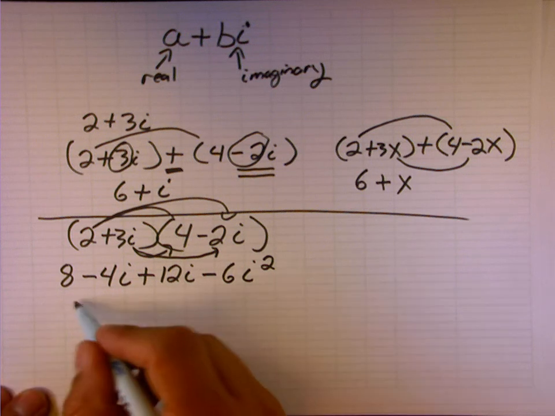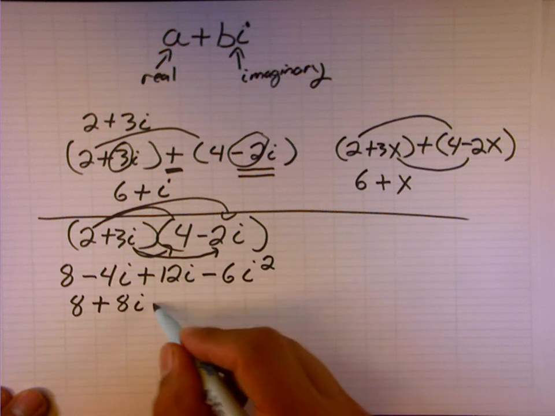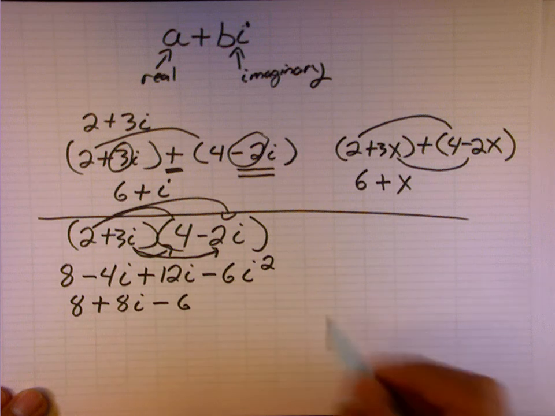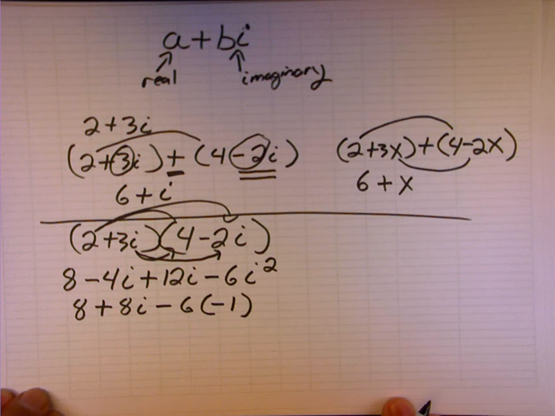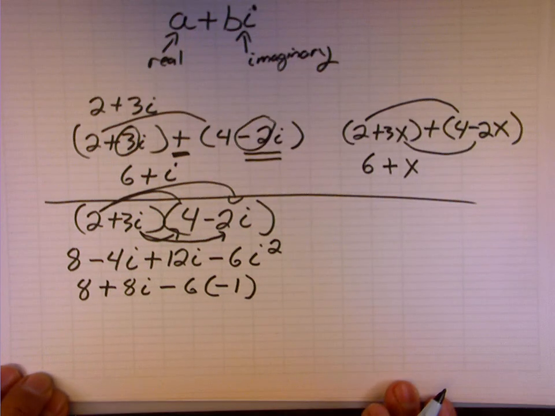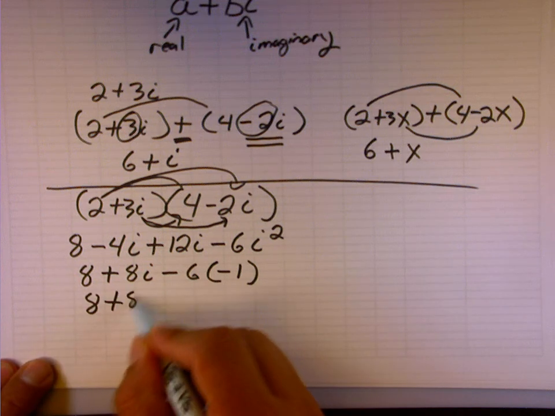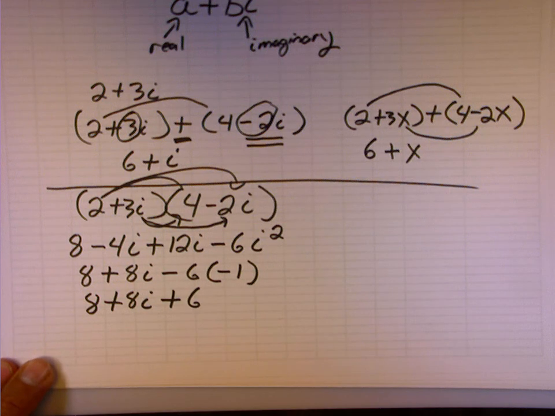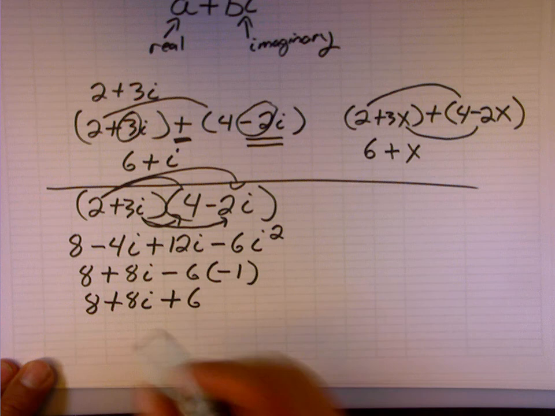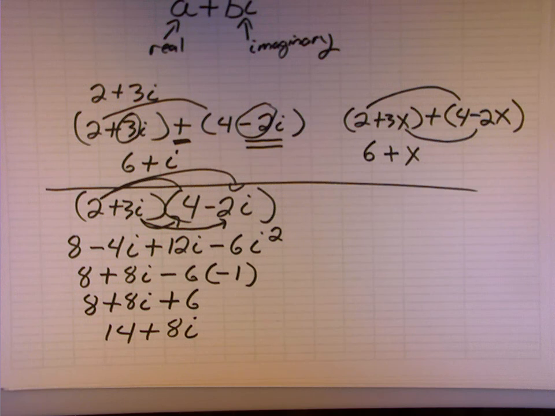Now I will combine like terms and simplify. So I have an 8 plus 8i minus 6, but that i squared can be simplified to -1, which means I can further simplify. So I have 8 plus 8i plus 6. Now I have like terms. The 8 and the 6. And I have written my final answer in complex format.